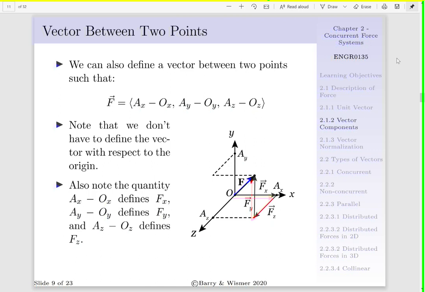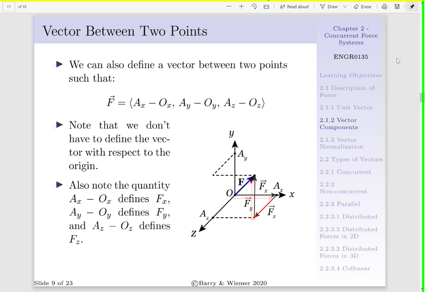So a sub x minus o sub x defines the magnitude of f sub x that's acting along the x direction, which would have a direction corresponding to i hat. A sub y minus o sub y is going to take our point of termination minus our point of origination of our y component of our force vector, which defines the magnitude f sub y, and j hat would describe its direction. Lastly, a sub z minus o sub z is taking our point of termination minus our point of origination that defines f sub z, and the direction would be denoted by k hat.